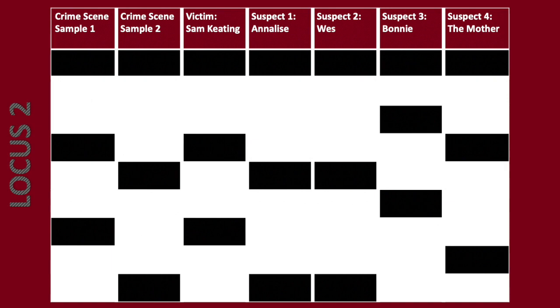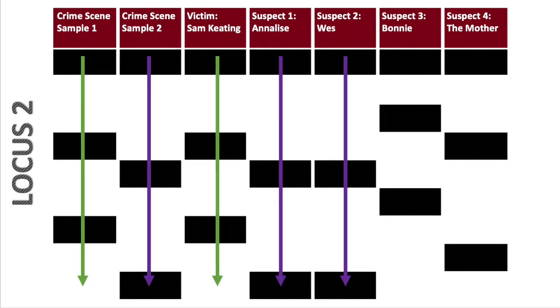After viewing locus 2, let's go ahead and add the same arrows so we can better see where we have our matches. As we see, sample 1 matches Sam, however, this time it doesn't match the mother because offspring don't always have a 100% DNA match, as they inherit DNA from both the mother and father, so this makes sense. And then if we look at the purple arrows, sample 2 matches Annalise and Wes.